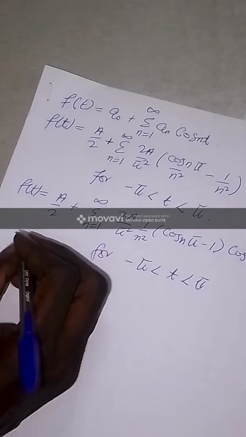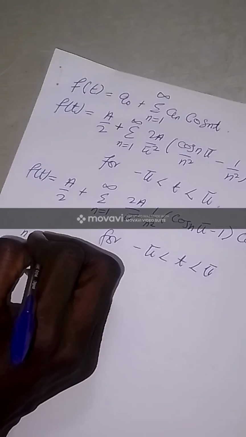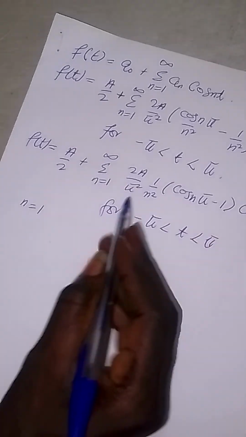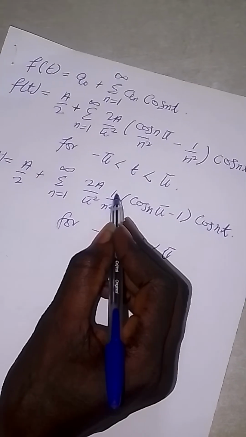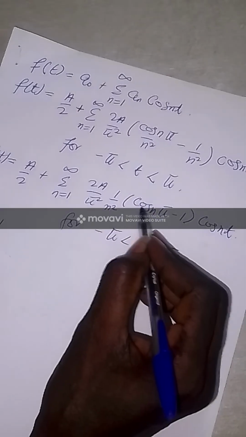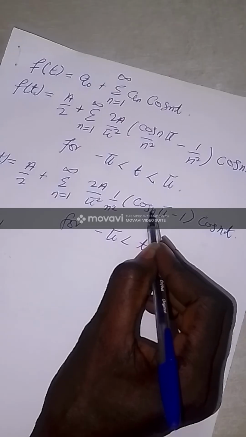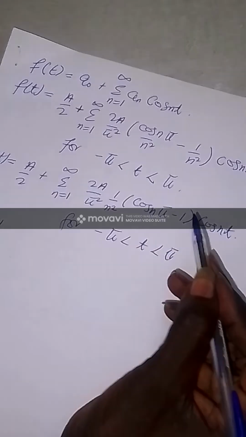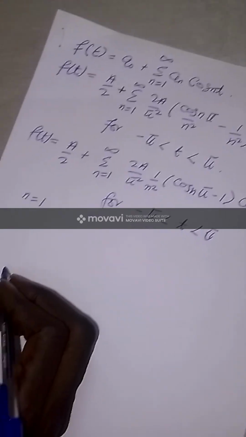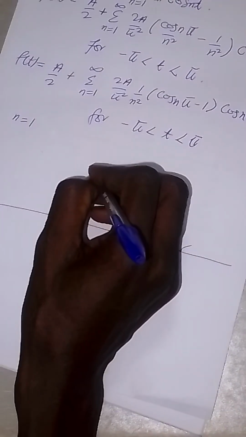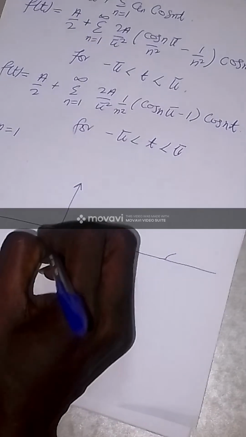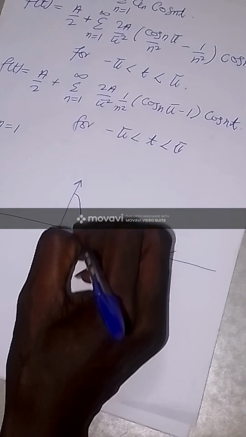So let's say now n is equal to 1. If n is equal to 1, here it will be a over 2, plus the summation here. 1 over 1 squared is 1. Cos n pi, so if n is 1, that means cos pi. What is the value for cos pi? If you want to know the value for cos pi, we can just draw the signal waveform. We know that the waveform starts here at 1, and then it will come like this.